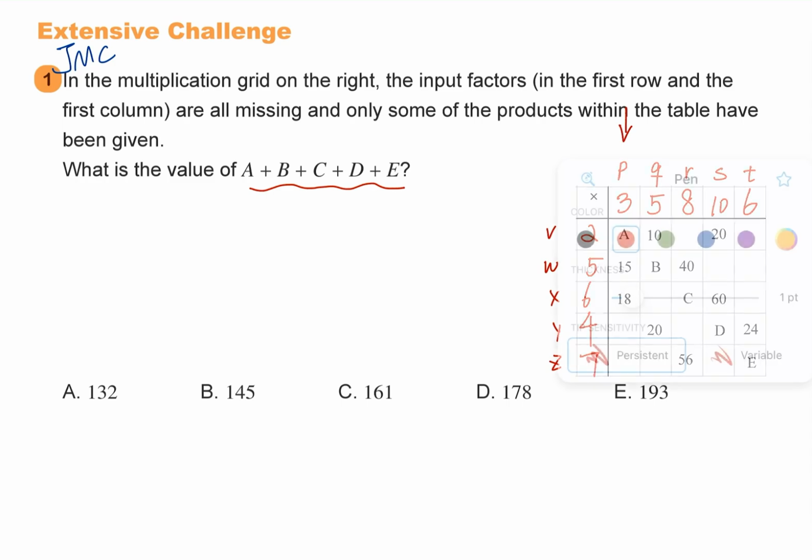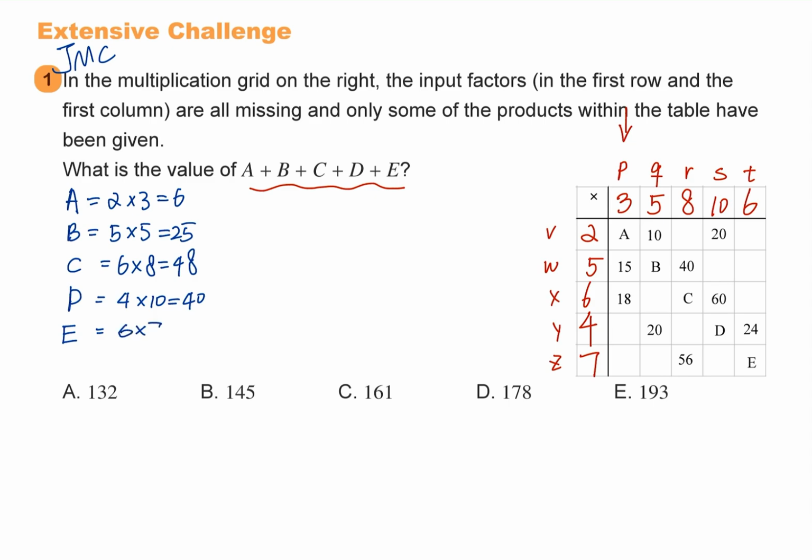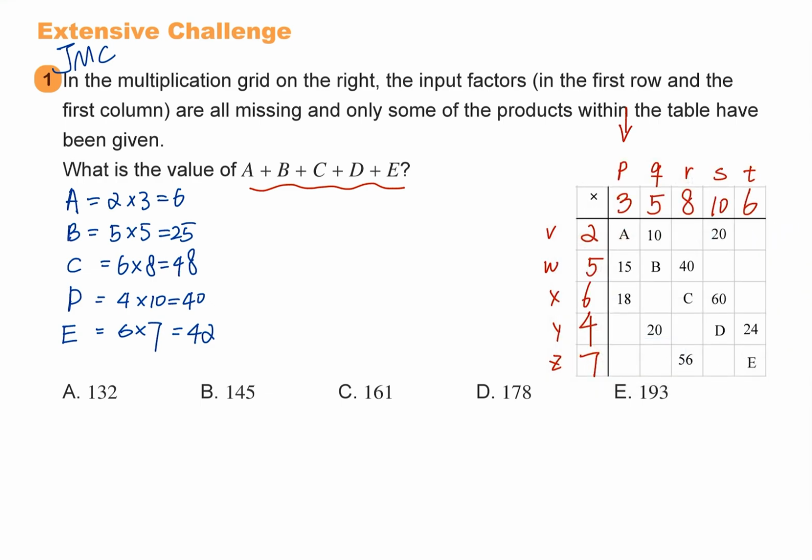Next, we just find the actual values for A, B, C, D, E. For A, it would be 2 times 3, which is 6. For B, you would have 5 times 5, which is 25. C would be 6 times 8, which is 48. D would be 4 times 10, which is 40. And for our last, E, it would be 6 times 7, and that's 42. Okay, so for the very last step, you just need to add them up: 6 add 25, add 48, add 40, add 42.